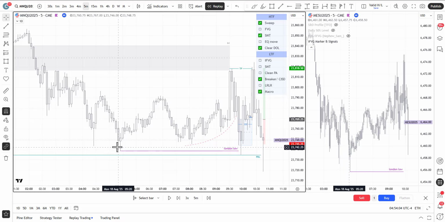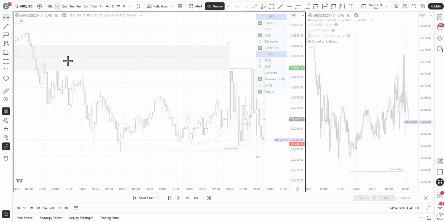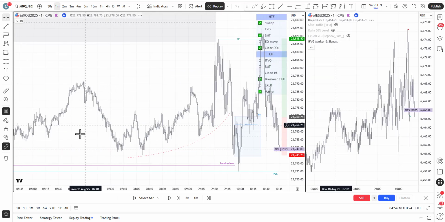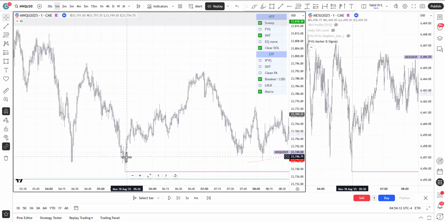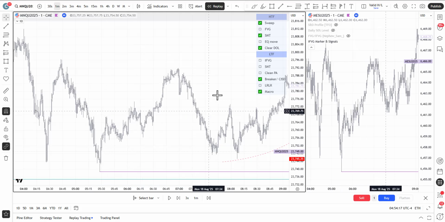Same here, took out this low, but there was hardly any reaction. And I think on the 1 minute there were also not really levels to be trading off. No, look, there's hardly any levels. So this was just waiting.